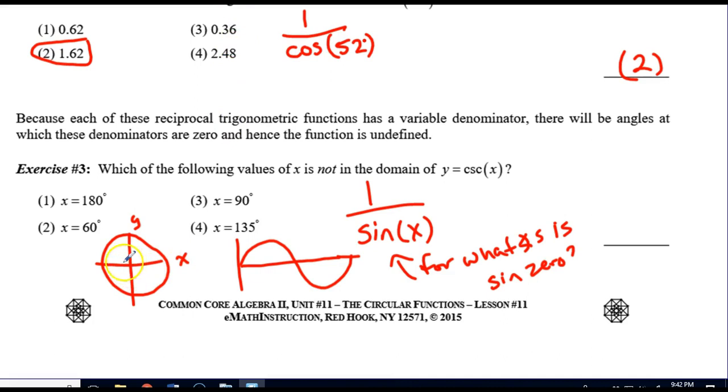So hopefully you realized sine is 0. Sine's the y value. So that's a point right there, although that's not a choice. That's a point right there as well. That is a choice. On our graph, that's a point, that's a point, that's a point. The only one that is a choice is 180 degrees.